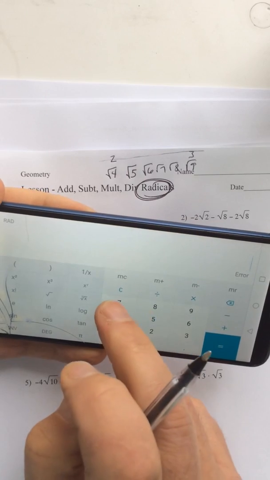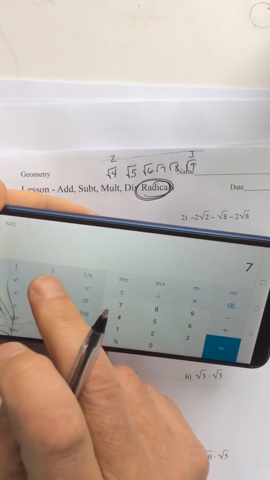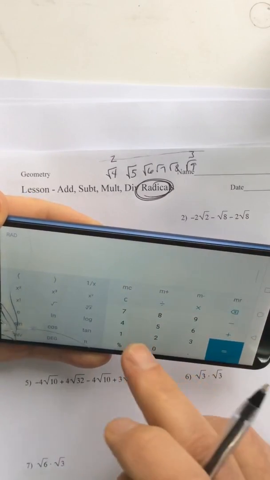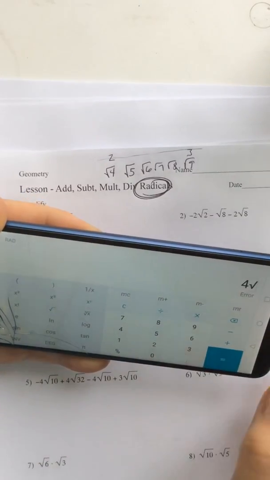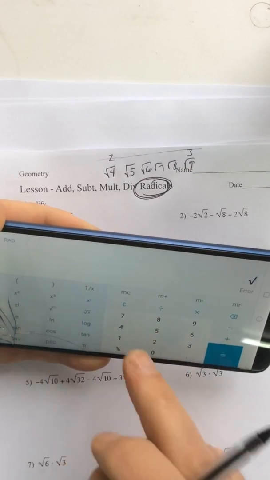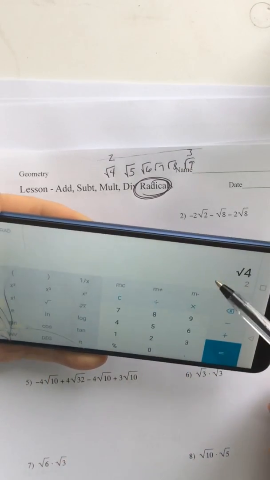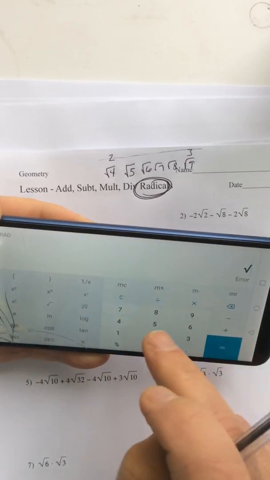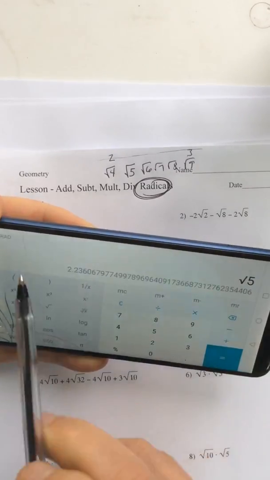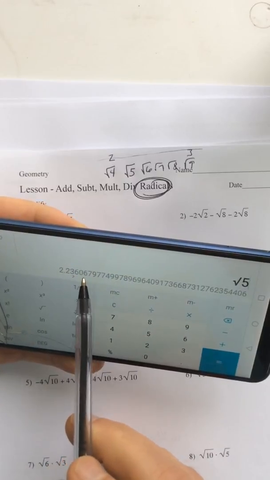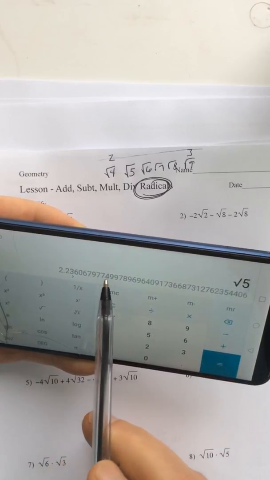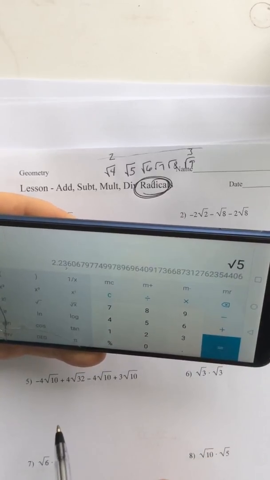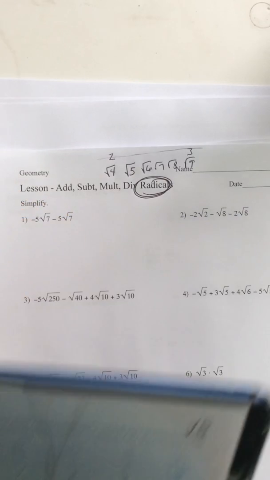So like 5. Let's take 4 for the square root of 4. This one's the square root first. The square root of 4. See how that's just the number 2 right there? Okay, so the square root of 5 is just a little bit more than that. See how this calculator really throws a lot of decimals on there. It's never going to repeat, and it never stops, and it never turns into a fraction. Okay, so those are radicals.